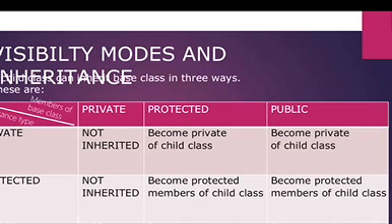With protected mode, private members are not inherited, and protected and public members become protected members of the child class. With public mode, private members are not inherited, protected members stay protected, and public members become public members of the child class. Those are the differences.